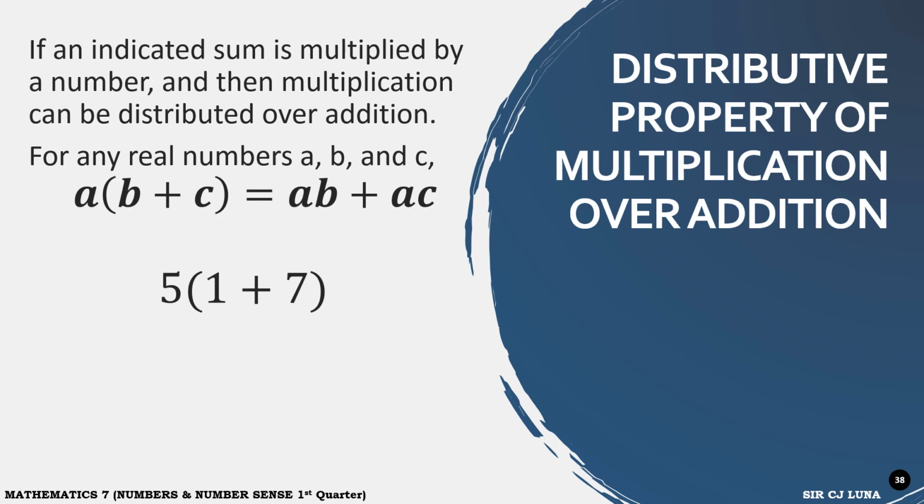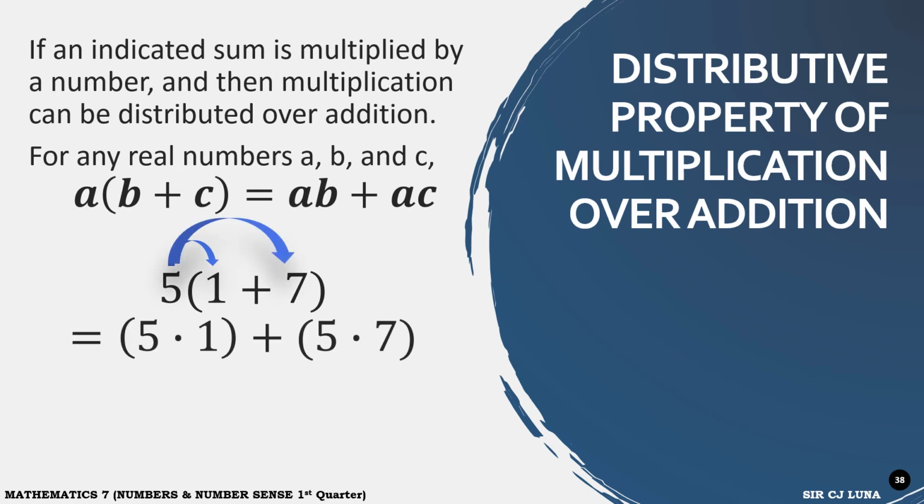Halimbawa, 5 quantity 1 plus 7. I-distribute mo yung 5 dun sa loob ng parenthesis natin. So we have 5 times 1 and then 5 times 7. So we have this now. Simplify natin. What is 5 times 1? Correct. 5. How about 5 times 7? Tama. 35. Therefore, we have 5 plus 35. The answer is 40. So, ganun lang yung distributive property.